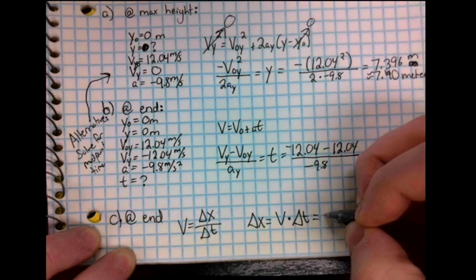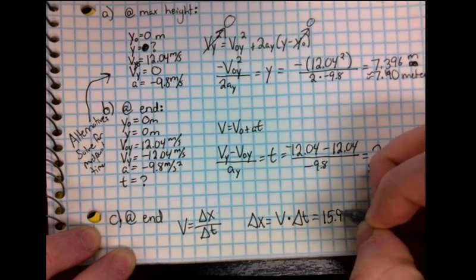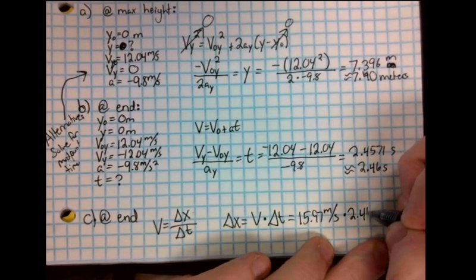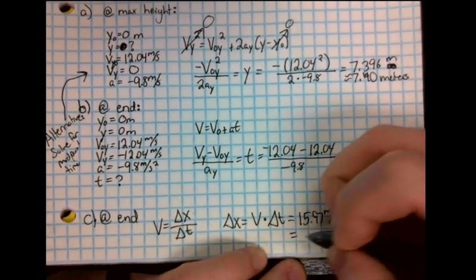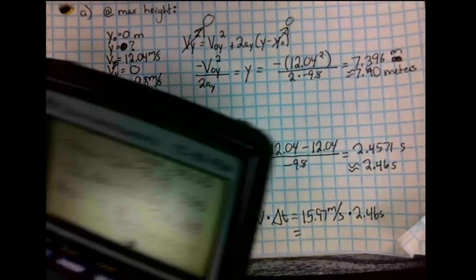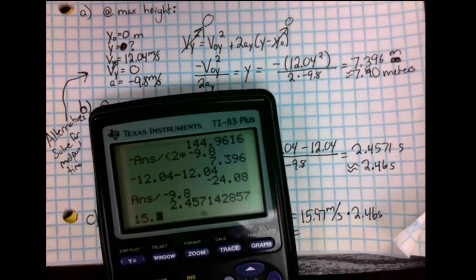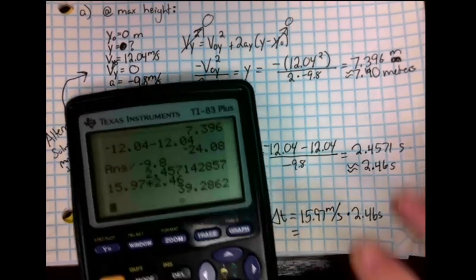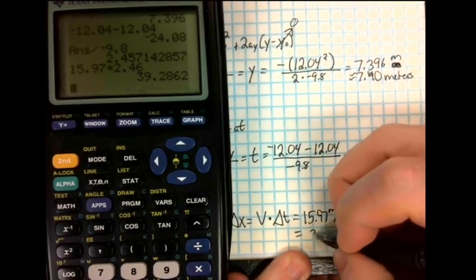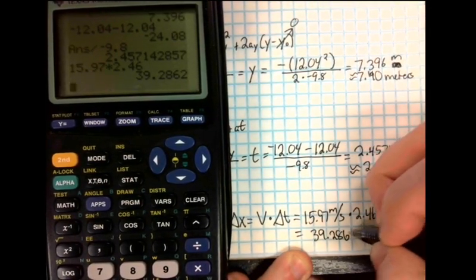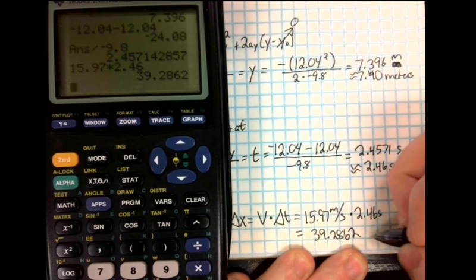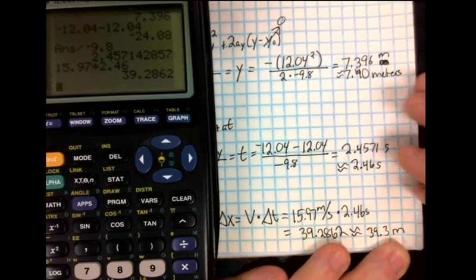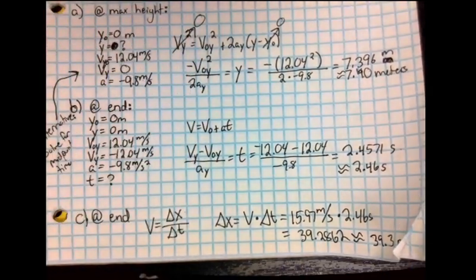Our velocity from up there in the x direction is 15.97 meters per second. Multiply that by our time, which is 2.46 seconds. Plug all that in, you will get 15.97 times 2.46. You get 39.2862, which when we round, 39.3 meters. So they'll kick the ball 39.3 meters.